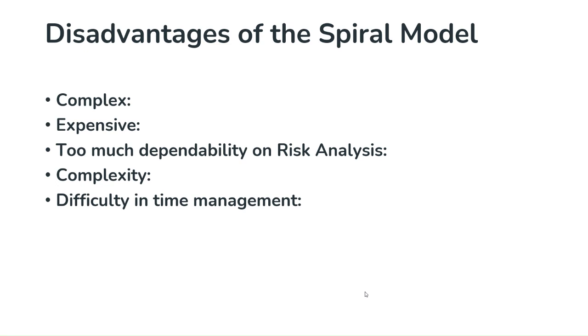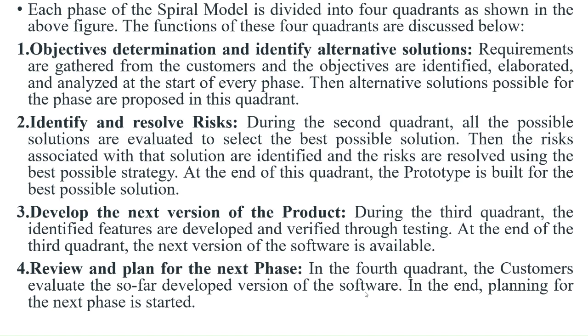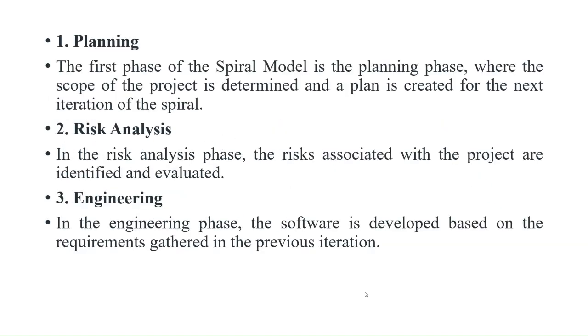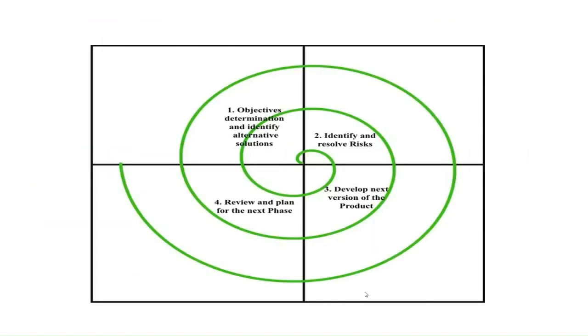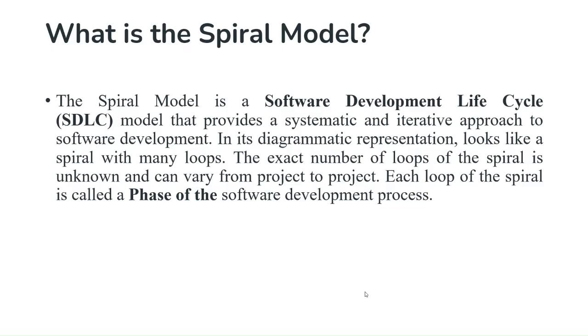Next, complexity: the spiral model can be complex as it involves multiple iterations of the software development process. Next, difficulty in time management: the spiral model can be time consuming as it requires multiple evaluations and reviews. These are the disadvantages of the spiral model. In this video we have discussed the disadvantages, advantages and functions, the phases that are involved in the spiral model, and the definition of the spiral model.